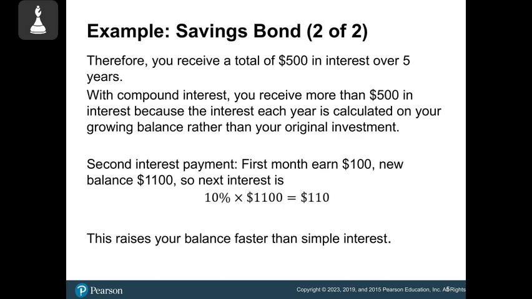And here's why. The first year would start the same. You'd get your 10% and you would have $1,000 plus your $100. So now your new balance is $1,100. So compound interest then calculates your new interest based on that new balance. So for here, the second interest payment will be 10% of our $1,100. And the second year, we're going to earn $110. And then the next year, you're going to earn a little bit more than that.